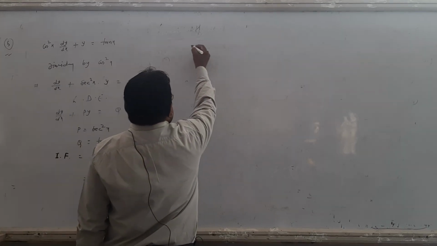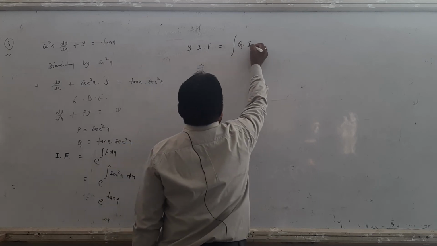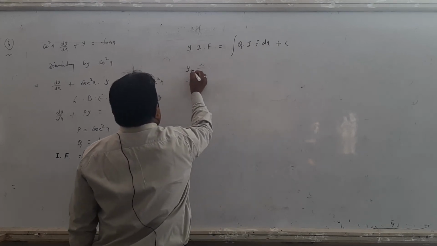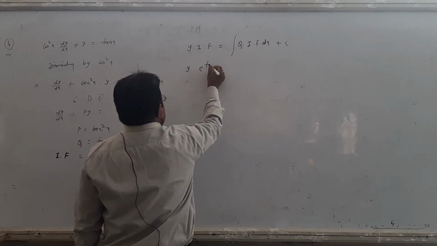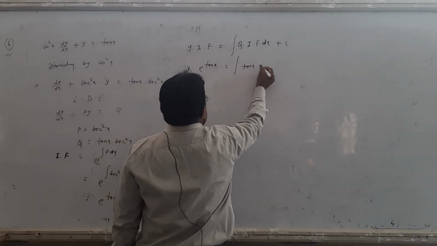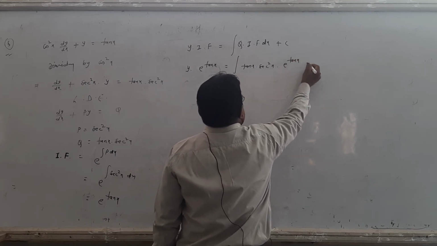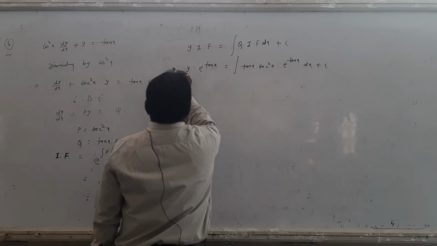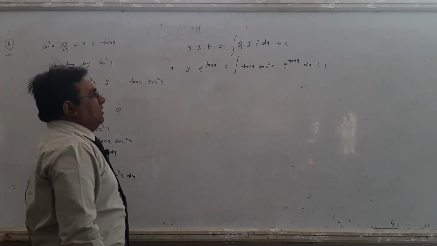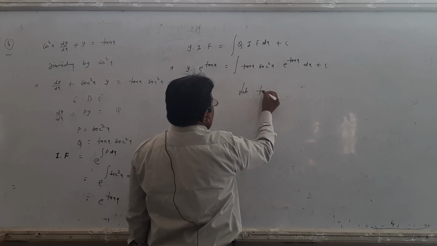Now apply the general formula: y into IF equals to integration of q into IF dx plus c. Y as it is, IF is e raised to power tan x, and q is tan x into sec square x, and IF is e raised to power tan x, dx plus c. This side as it is, y into e power tan x. But for solving this integration, there are three terms in product form, so apply the first method of integration, the substitution method.